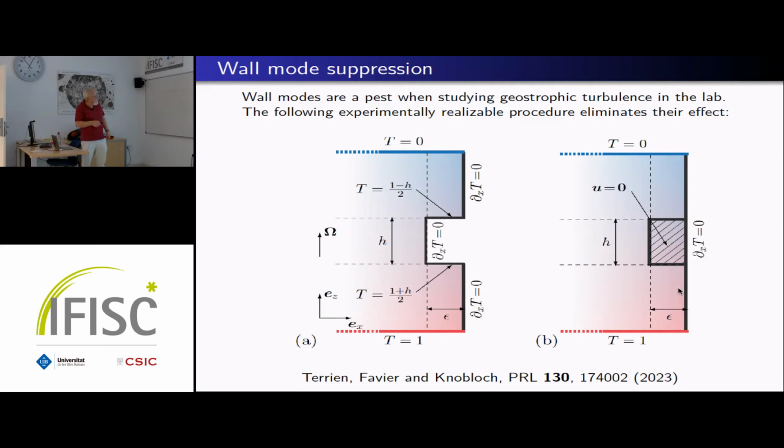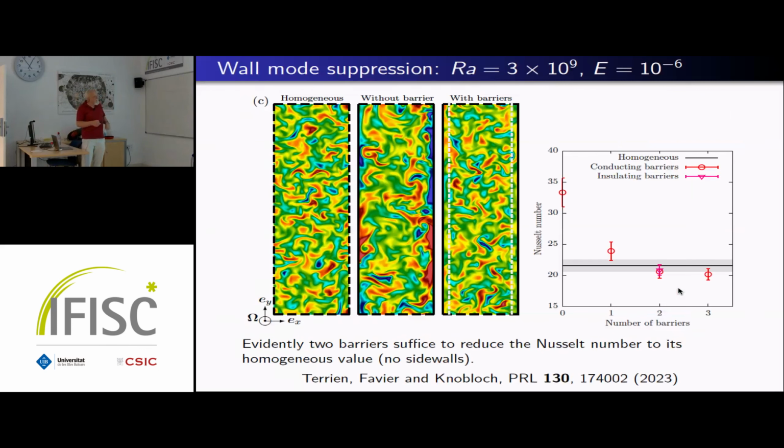But here is another proposal. So this is a side view, and we're proposing to put a little barrier here with appropriate boundary conditions, or maybe we just kill the flow in this region, which you can do if you have a finite element code. And you can study the effect of that barrier on the generation of these wall modes. And this is what you find.